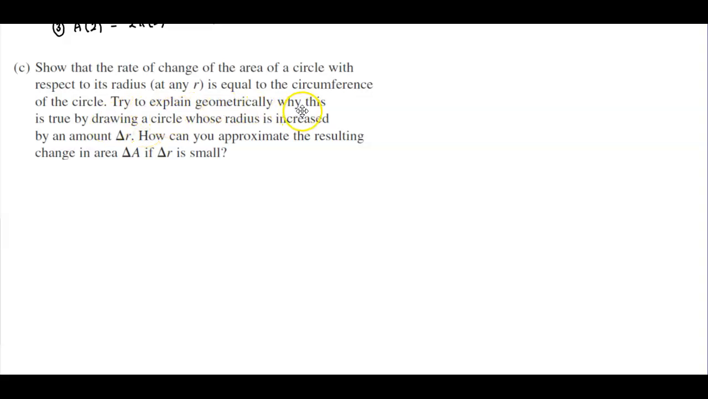Try to explain geometrically why this is true by drawing a circle whose radius is increased by an amount of the change of r. How can you approximate the resulting change in area, change in A, if the change in r is small? Okay, so the first thing that we need to look at is that we know that the derivative of the area of a circle gave us 2 pi r. Which is equivalent to what of a circle? Well, it's equivalent to the circumference of a circle because the circumference is also equal to 2 pi r.